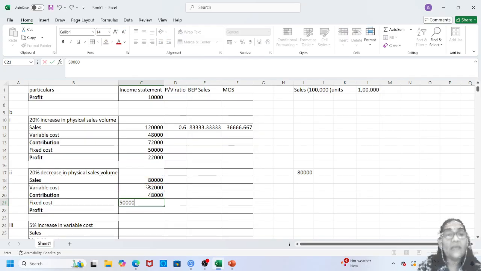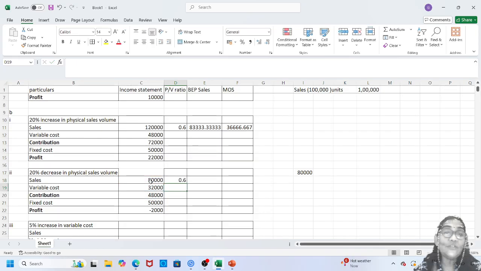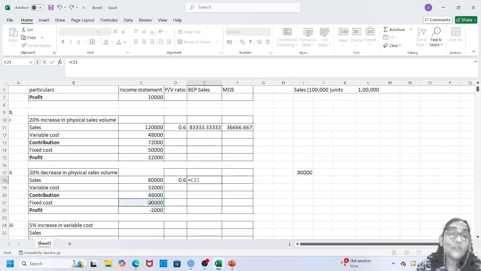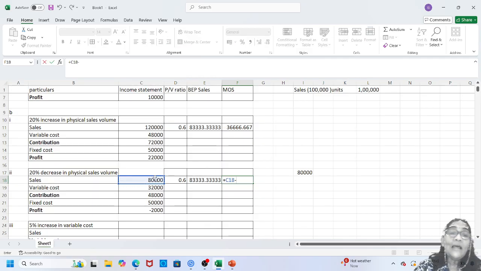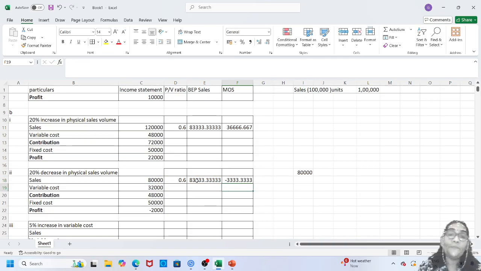Fixed cost remains same at 50,000 and profit will now be negative since you are unable to recover the fixed cost. But if you check the PV ratio, which is contribution upon the sales, it will remain same because the selling price has not changed. Variable cost has also not changed for per unit. The BEP will also remain the same because fixed cost is also same, it hasn't changed. But there won't be any margin of safety as your sales are less than the BEP, right?